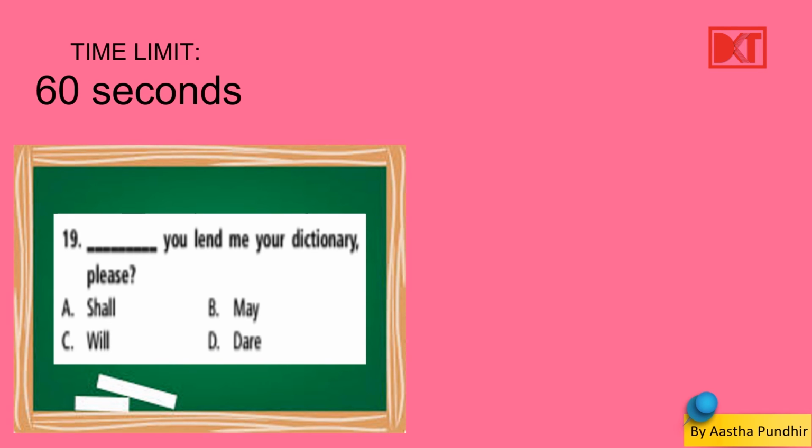Okay, now here, dash you lend me your dictionary please. The options are shall you lend me your dictionary, may you lend me your dictionary, will you lend me your dictionary, or dare you lend me your dictionary. Here the correct answer is C. Will you lend me your dictionary please. First of all, we're talking about the future, okay, and asking a question about the future. Also, this is a certain request that we are making. So we use will.